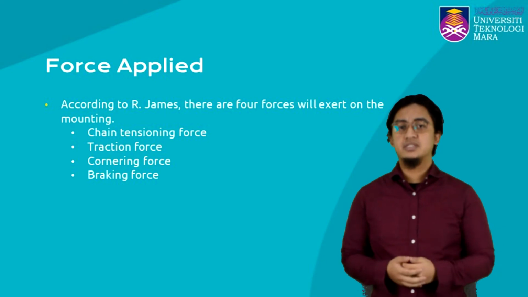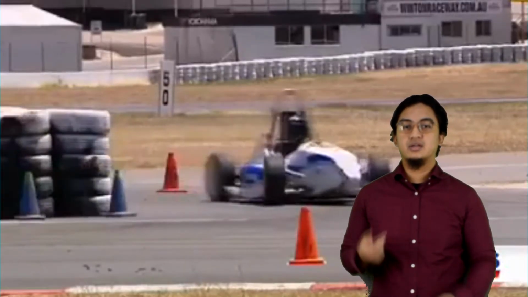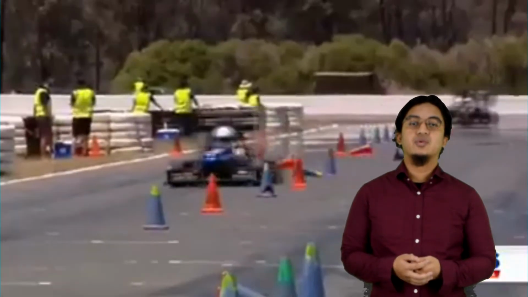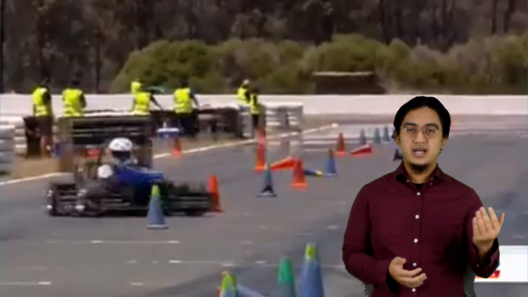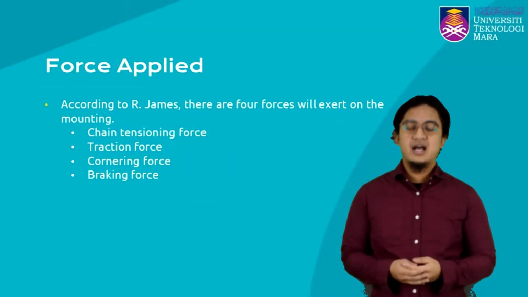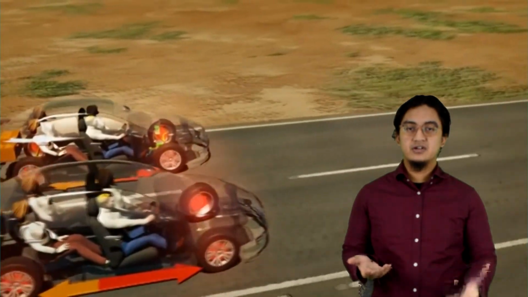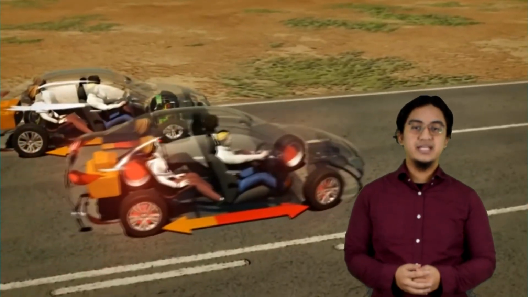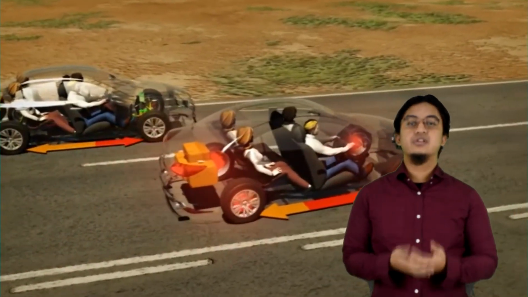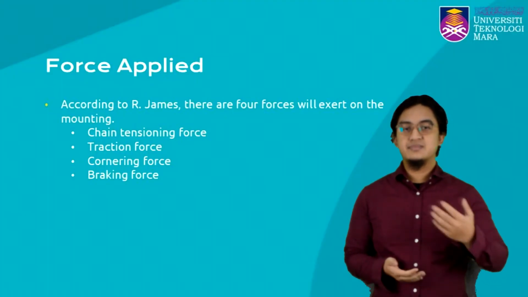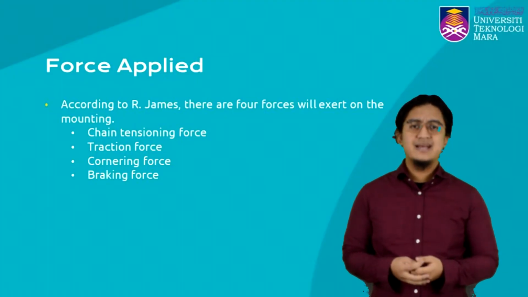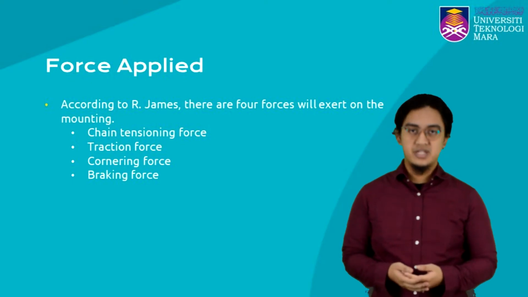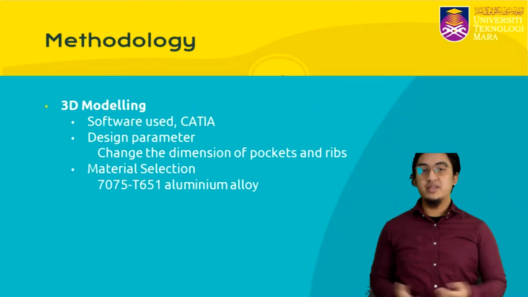Next, the cornering force obviously occurs during cornering, when the weight from the inner side of the car is transferred to the outer side of the car. Lastly, braking force occurs at the brake disc during braking. The clamping force to slow down the car will also be transmitted to the differential mounting since it is connected via the shaft. Let's proceed with methodology.